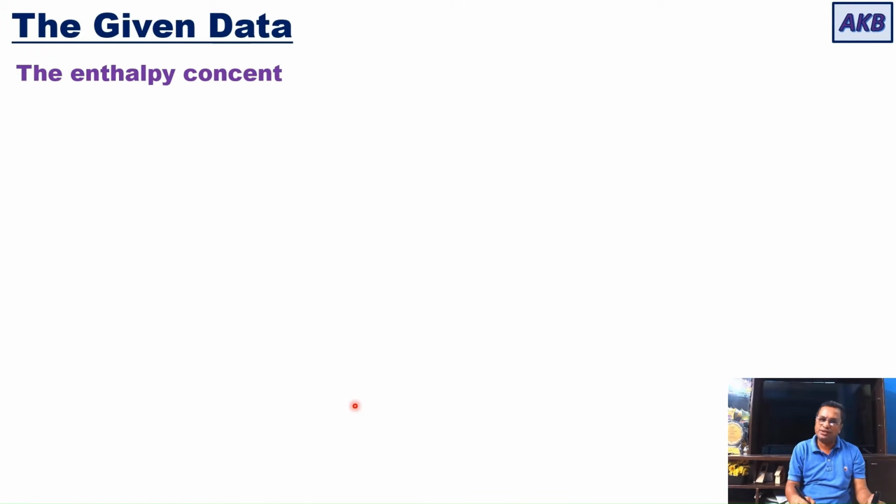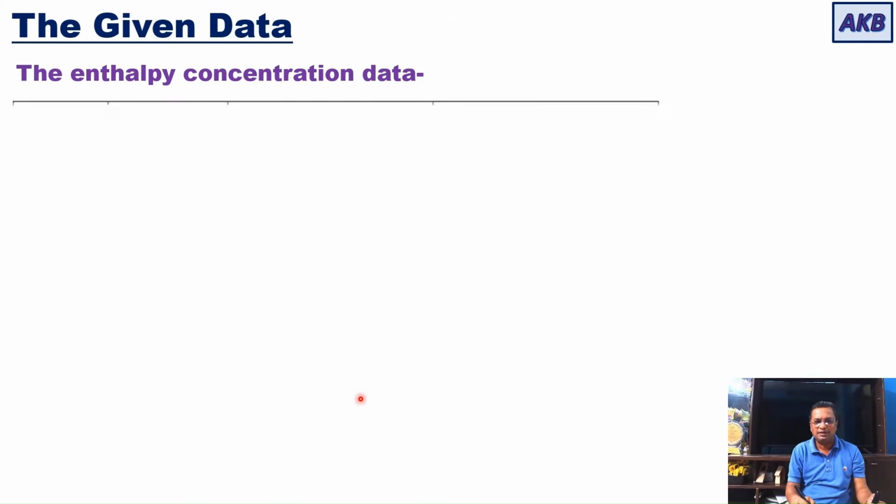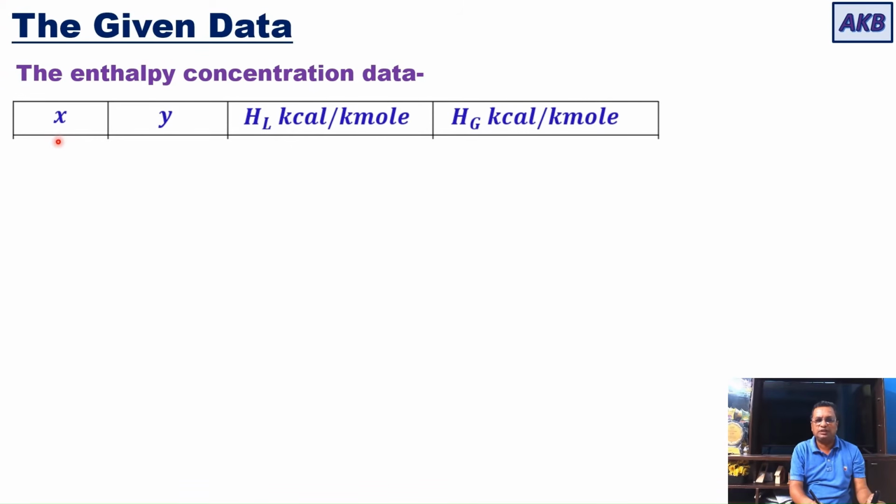Then the enthalpy concentration data is also given because it is given in the table. So you have x, mole fraction of A in the liquid solution, y, that is mole fraction of A in the vapor mixture, HL, that is molar enthalpies of saturated liquid solution, then HV, molar enthalpies of saturated vapor mixture. Why molar? Because we are talking about enthalpy per unit mole, kilocalories per kilomole.